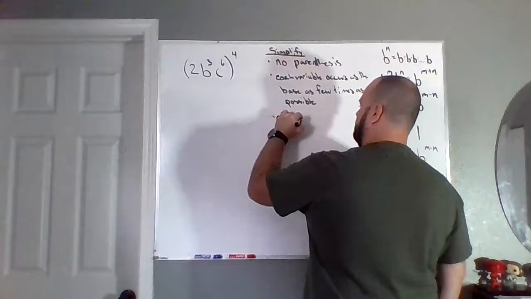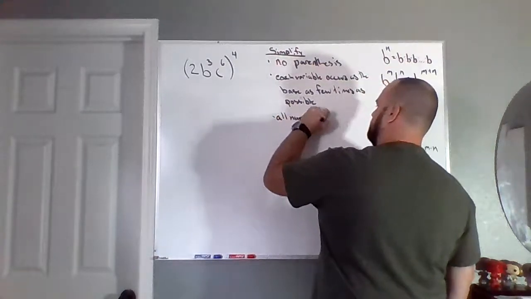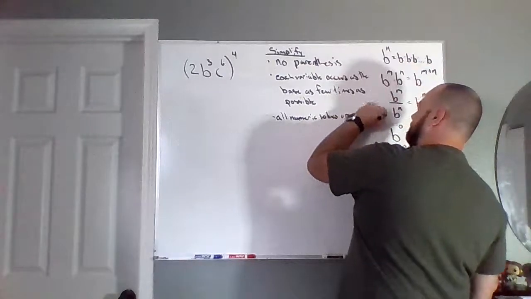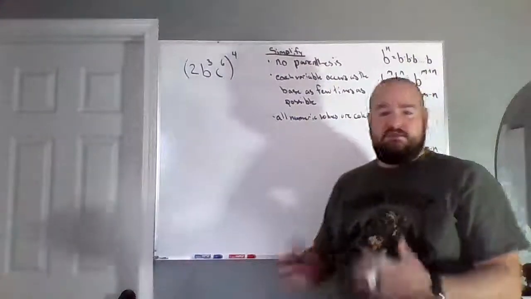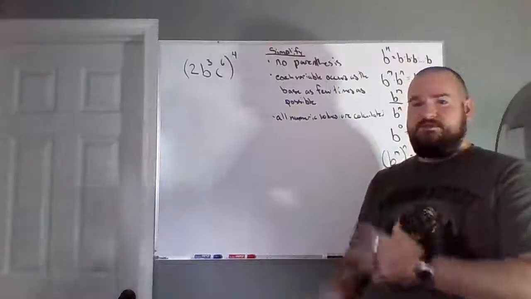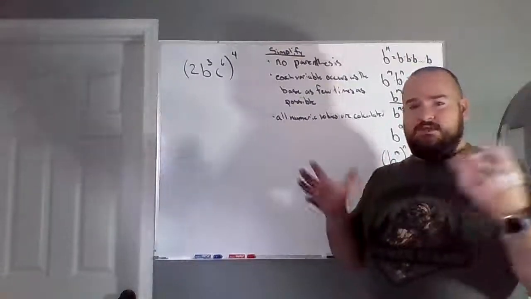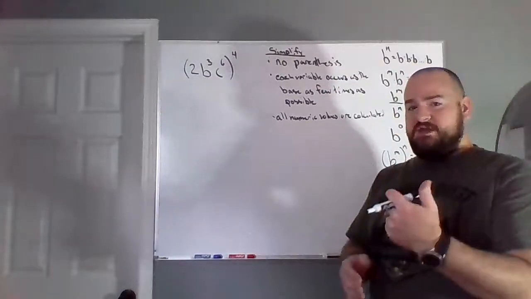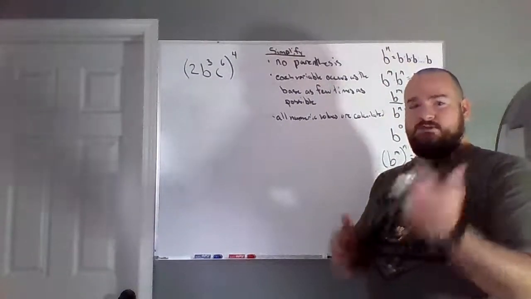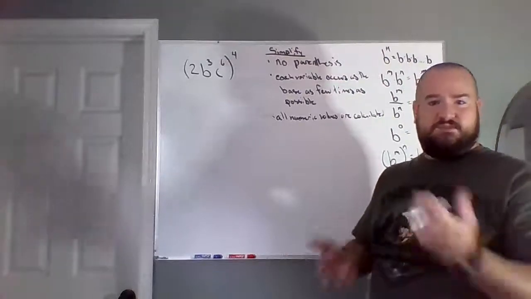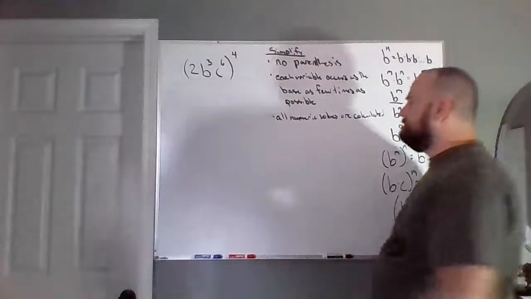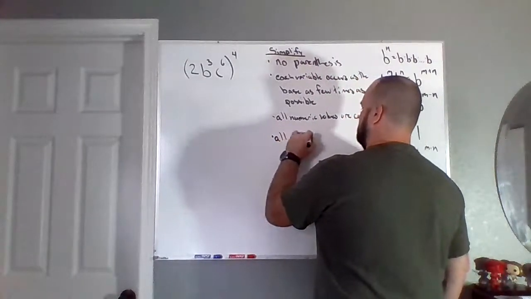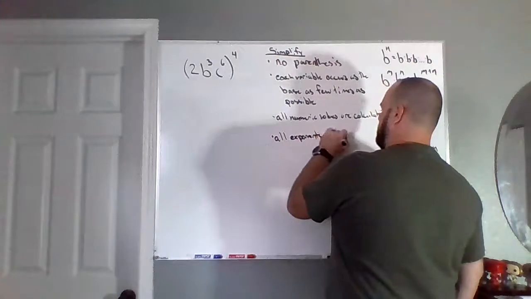All numeric values are calculated. In other words, we don't have anything written as like 2 to the 5th or 3 to the 80th. We use our calculators if we need to, and we figure out what that value actually is. So if we have something like 2 to the 5th, we actually write 32, not 2 to the 5th. And lastly, all exponents are positive.